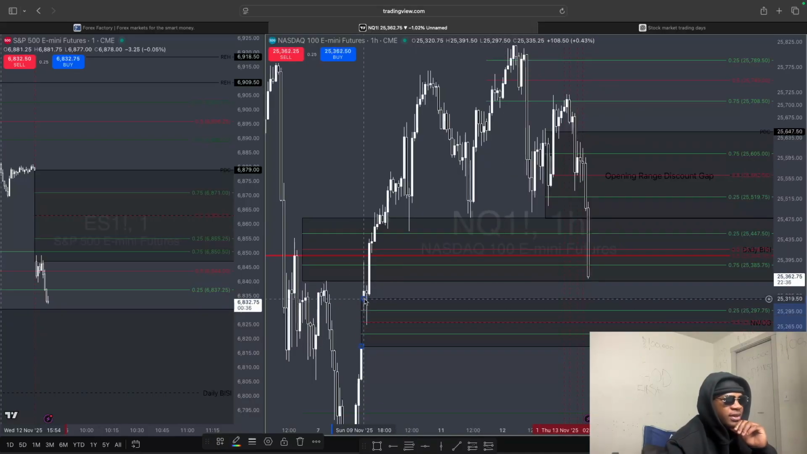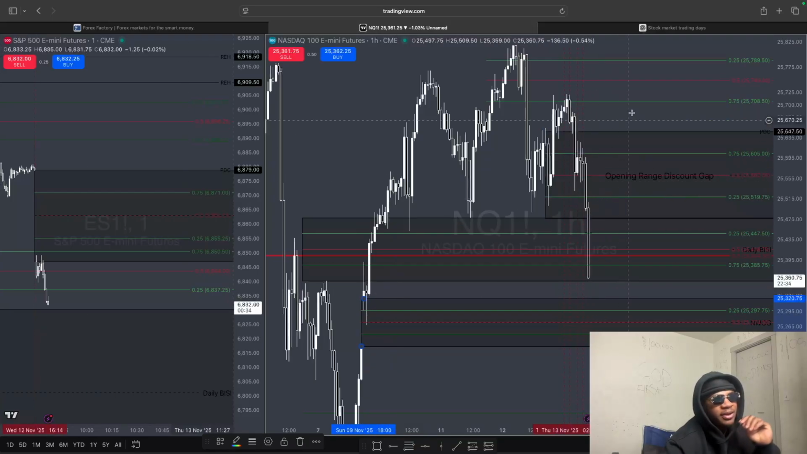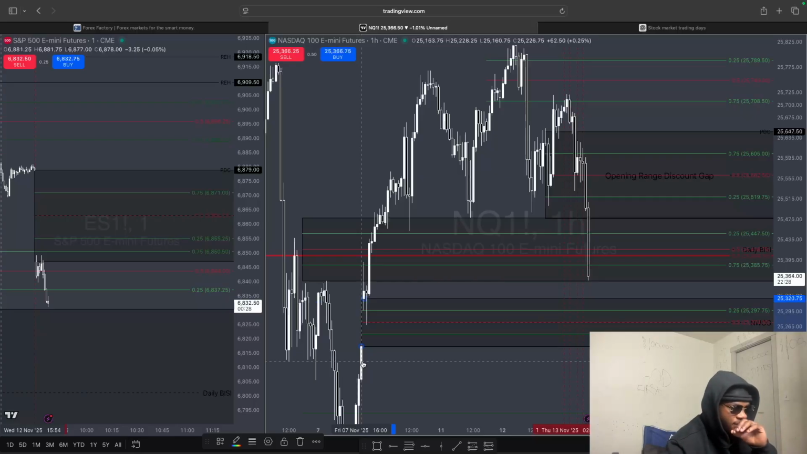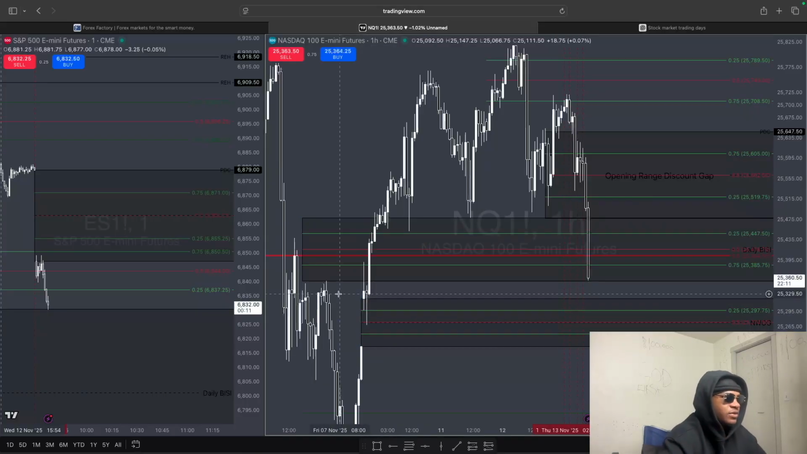The new week opening gap is different from an opening range discount gap. A new week opening gap is based off the close at 16, which is 4 o'clock, into the open at the Asia Open at 18 o'clock, which is 6 p.m. So from 4 p.m.